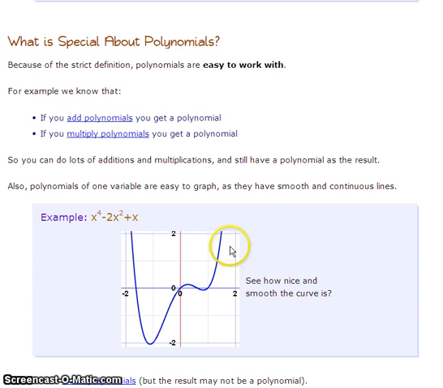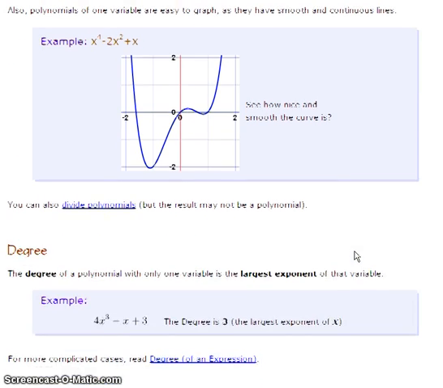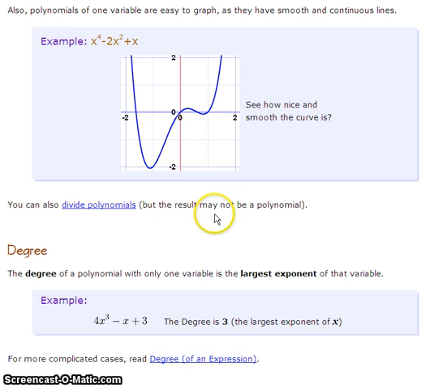Alright, so you can graph polynomials, and when you graph polynomials, it's easy because they have smooth continuous lines. When you have one variable like this one, x to the 4th minus 2x squared plus x, it has nice smooth curves and is easy to graph. You can also divide polynomials, but the result may not be a polynomial.